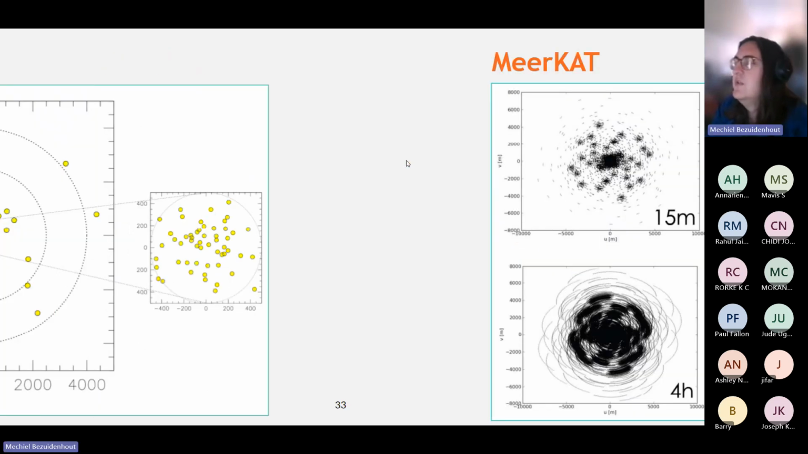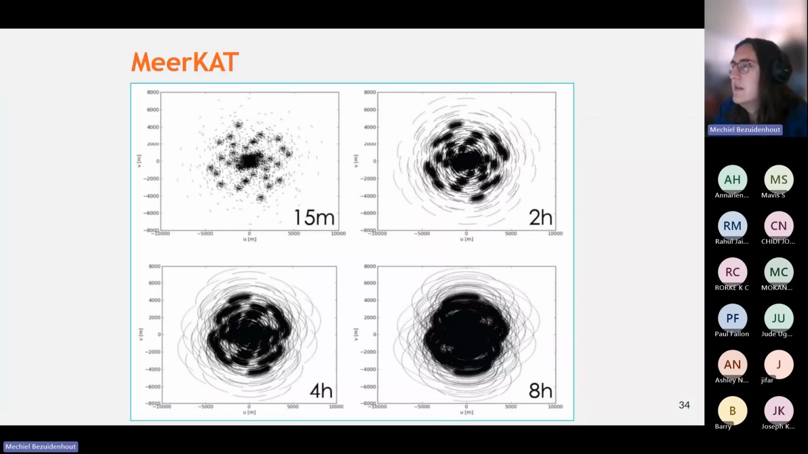Now, if we do the UV coverage of MeerKAT, on the top left is the coverage over 15 minutes, then over 2 hours, over 4 hours, and over 8 hours. So you can see one of the reasons why MeerKAT is such a sensitive telescope is that it's able to cover a large part of the UV space in a short amount of time, even compared to the VLA. But you can also see in this UV coverage that there's better coverage close to the center of the UV plane. So it's darker towards the center here because there are more short baselines.